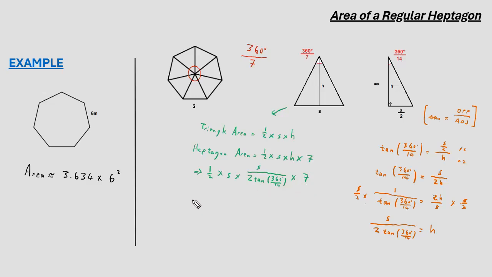Now multiplying all this out gives us the following. We have 7s squared on top, and below we have 4 tan 360 degrees over 14. Now we can write this with the s squared by itself. We have 7 over 4 times tan 360 degrees over 14 multiplied by s squared. Now this fraction has a numerical value which, rounded to 3 decimal places, is 3.634 multiplied by side length squared.